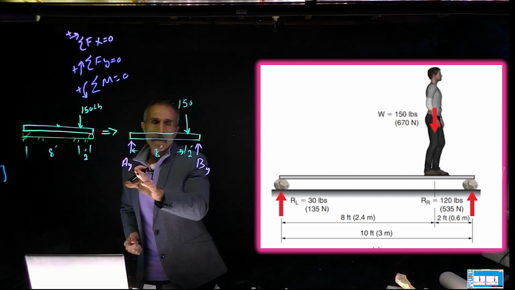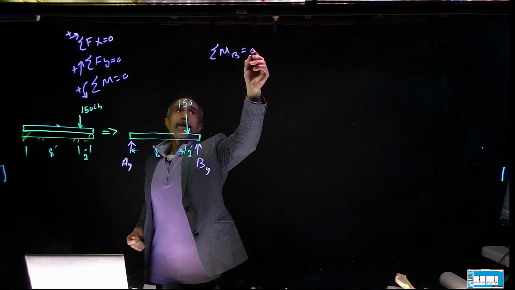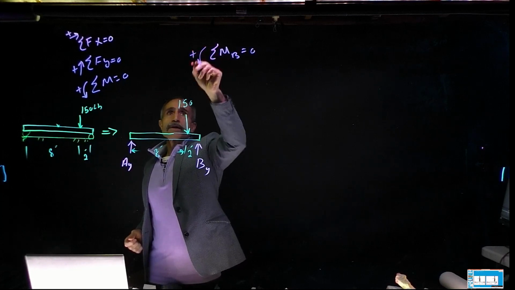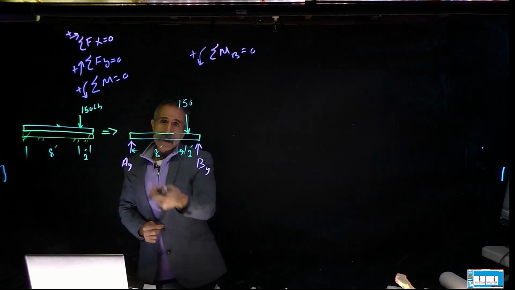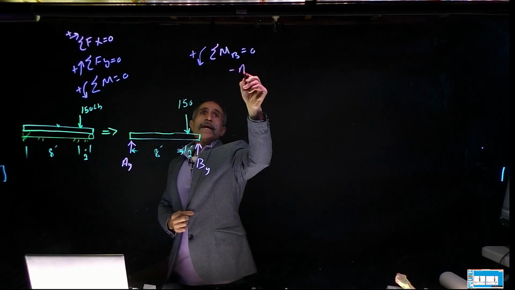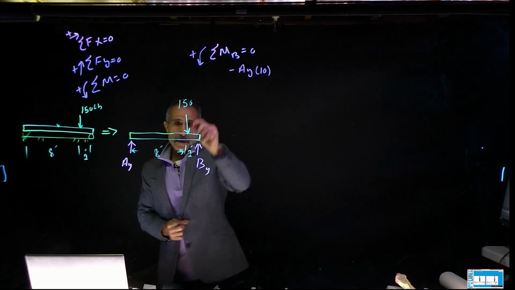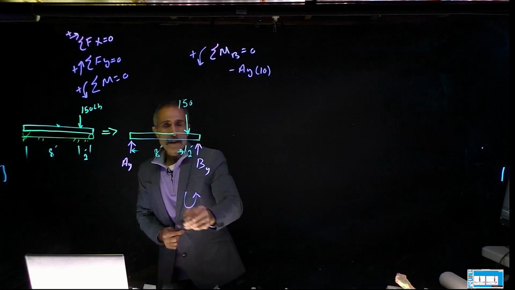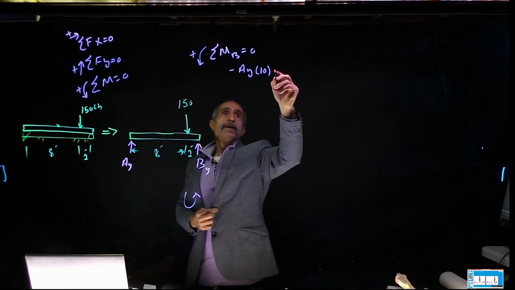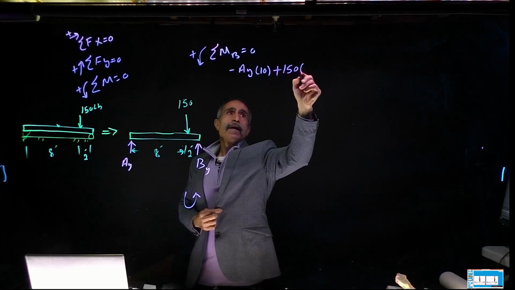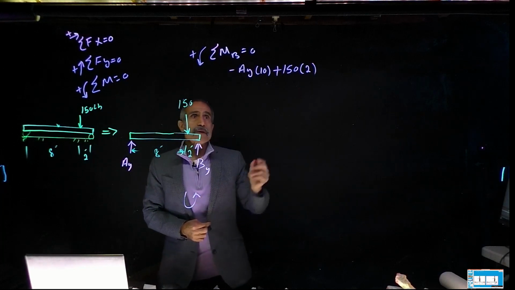I'm going to go ahead and take a moment about point B. So I'm going to say summation of moment about point B equals 0. Counterclockwise is positive. And what do I have here? I got AY. It's going clockwise, so it's going to be minus AY times 10. And then this one is going to be positive. It's going this way, so that's going to be counterclockwise. And that's going to be plus 150 times 2, equals 0.